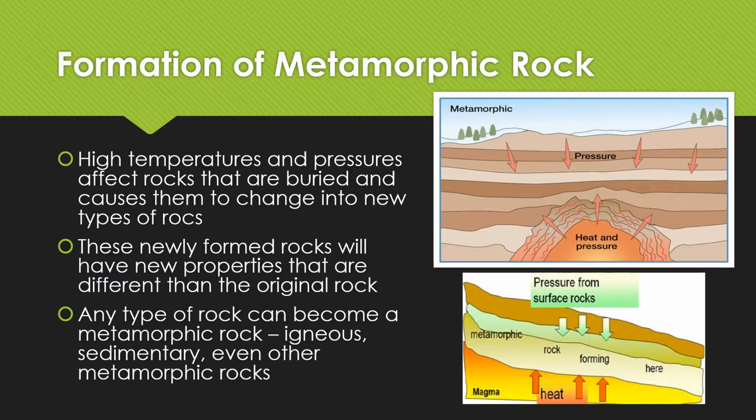So extreme heats and extreme pressures can sometimes take many different types of rocks and push them together into new types. And with these, they're going to have entirely new properties. So whatever rock it was beforehand, it's going to be a different rock with new properties and new chemicals inside it than before. And like I said, any type of rock can become a metamorphic rock, even other metamorphic rocks.